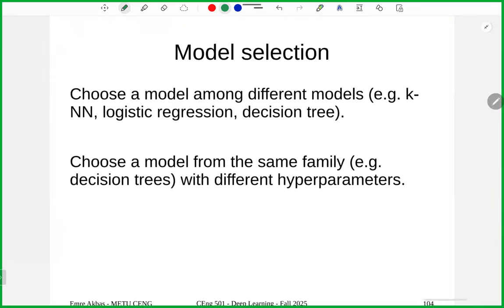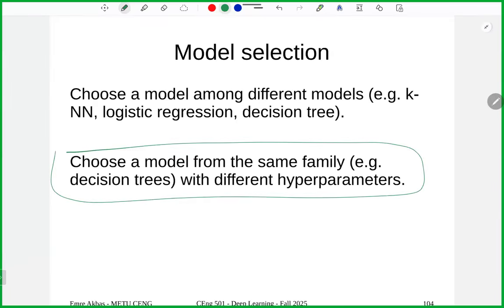Okay, and this is called model selection. Model selection may mean two things. You can choose a model among different models, for example, K nearest neighbor, logistic regression, decision tree, ResNet, transformer. And it also means that you choose a model from the same family with different hyperparameters. This is the choice of C that we made. So this is also called model selection.